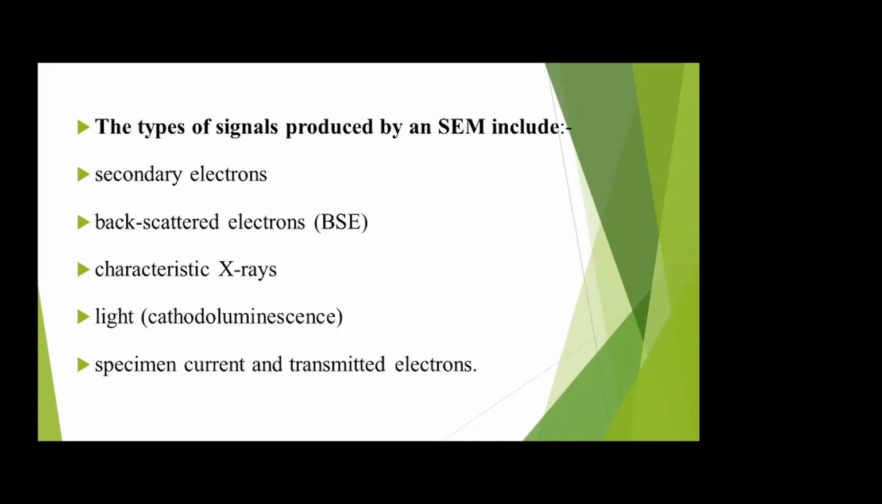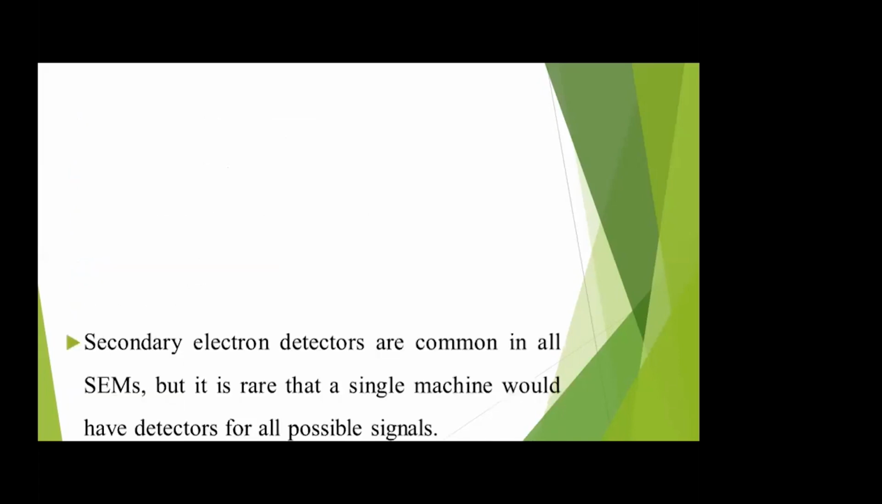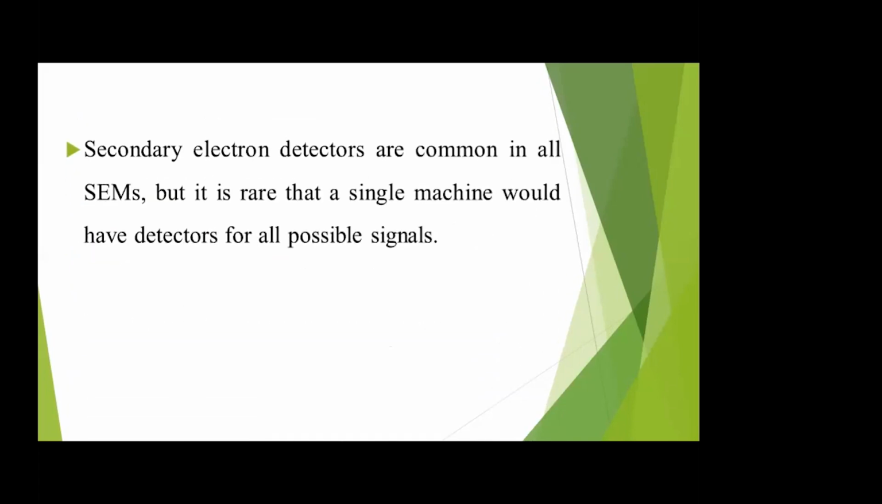So by these names, at least you can understand that some are backscattered, some are passing through the sample, and some are transmitted through the sample and come out from the other side. These are different types of signals. We will understand them better.